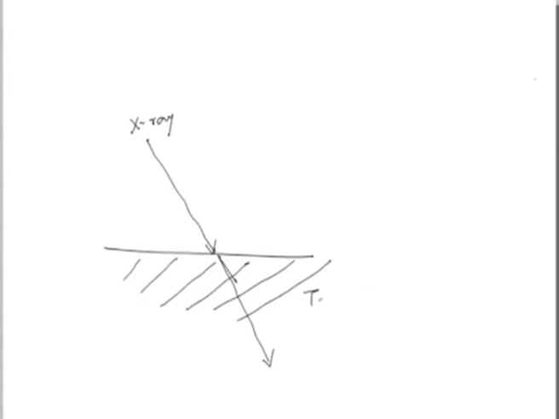If this is the surface and X-rays are falling on it, these are the X-rays, then there will be refracted X-rays inside this material. This is the test material. This will depend on the crystal structure of this material, and therefore, by measuring the angle of deflection, what is this angle, we can find out what the material is, because this can be correlated to its characteristic.